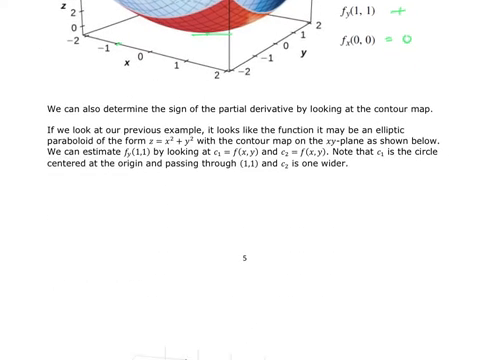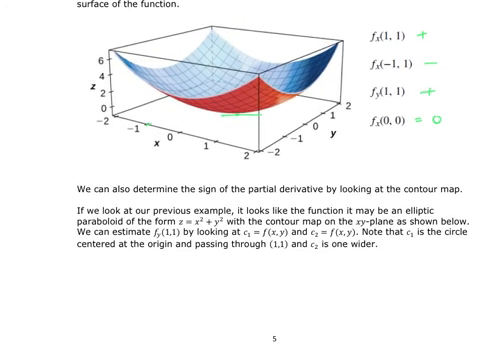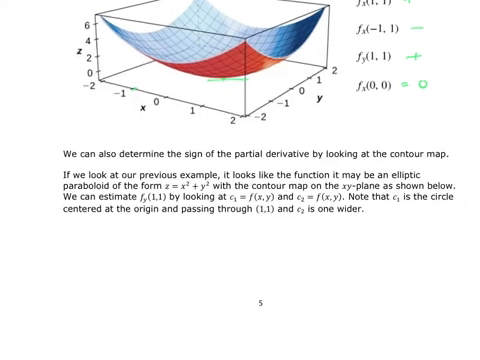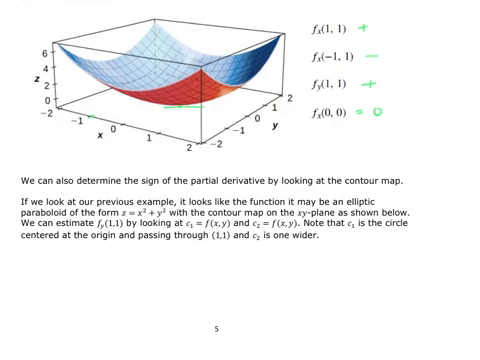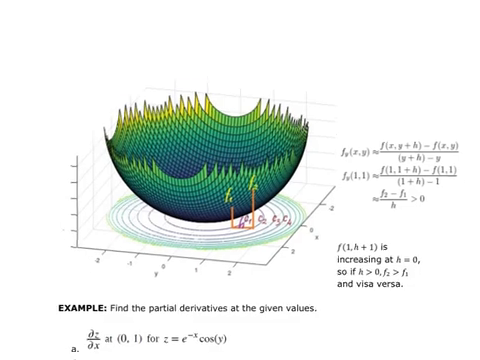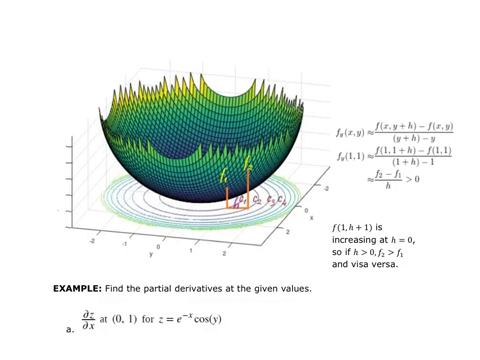We can also determine the sign of the partial derivative if we look at the contour map. Now, in this example, it looks like it's probably an elliptic paraboloid of the form z is equal to x squared plus y squared. It just kind of looks like it is. Now, if we do the contour map on the xy plane, we can estimate what my partial derivative with respect to x is at 1, 1, looking at C1 and C2. Now, C2 is the circle centered at the origin, passing through 0, 0, and the C2 is the wider one. So here's this. Looks like this is the shape. So it looks like an elliptical paraboloid. And here's C1, and here's C2.